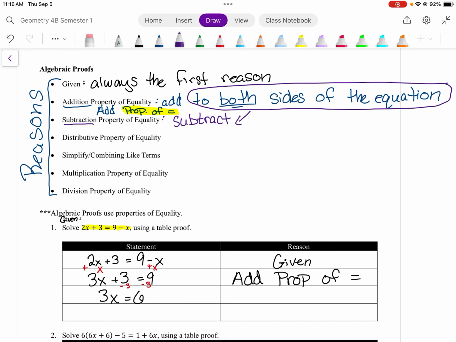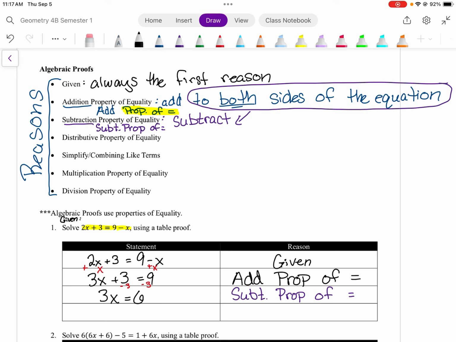We're also going to abbreviate this one to SUBT, prop of equality. And again, you have to include the prop of equality to get credit for this. When you abbreviate subtraction, you also want to make sure you put the T with it. So SUBT for subtraction. The reason we have to add the T there is because there's also going to be a substitution property eventually, and that one is SUB. So we have to make sure there's a difference between our abbreviations.